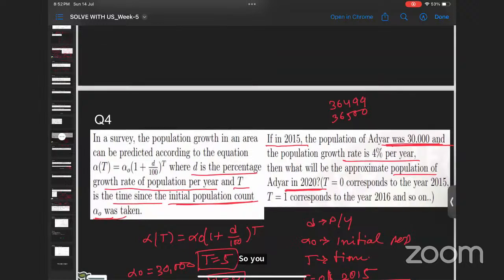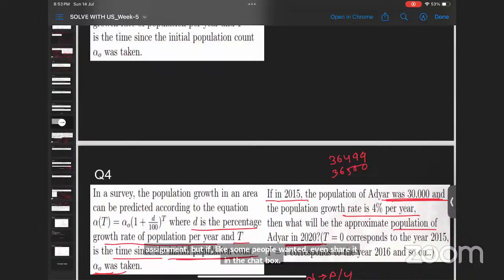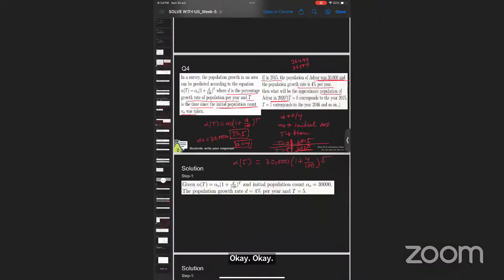I think we have all of these questions in the graded assignment, but if some people want, I can share it in the chat box. No, ma'am, not needed now. Actually, I thought there are more questions like this, similar type of questions. Okay, then no need to share it, I think.